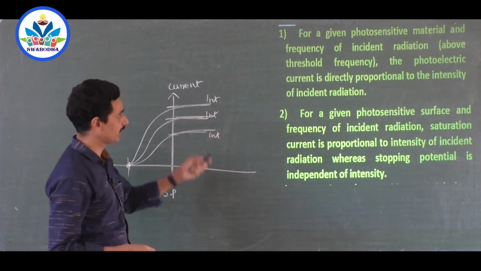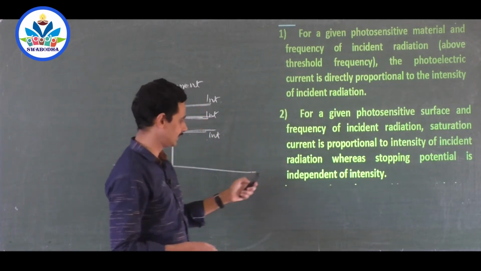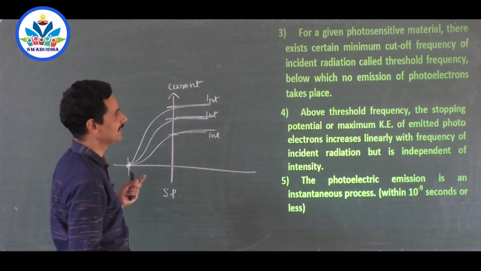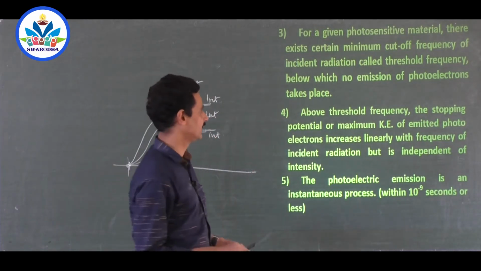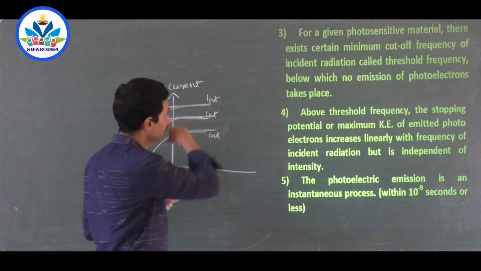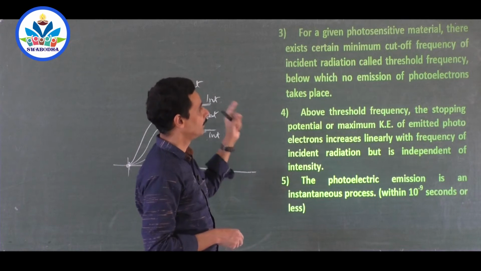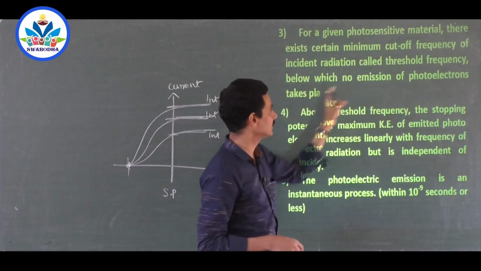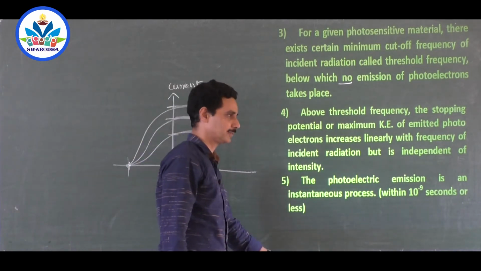What about the third one? So first one you have followed, right? There is a frequency of incident radiation. The photoelectric current is directly proportional to intensity. Okay, then second one is over. Then third one. For a given photosensitive material, there exists a certain minimum cutoff frequency of incident radiation, called threshold frequency, below which no emission of photoelectrons takes place. Only above it will you get photoelectric emission. No photoelectric emission is possible below threshold frequency.